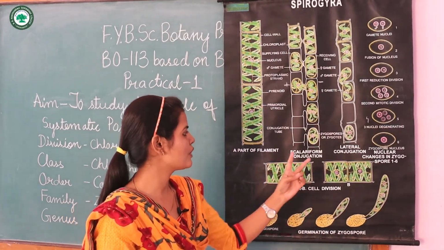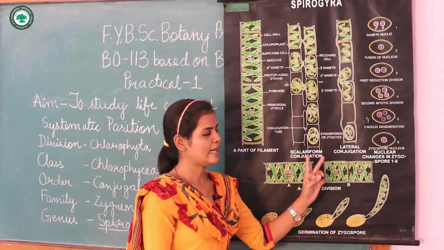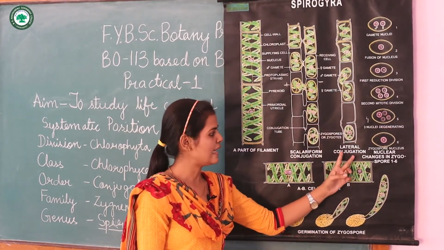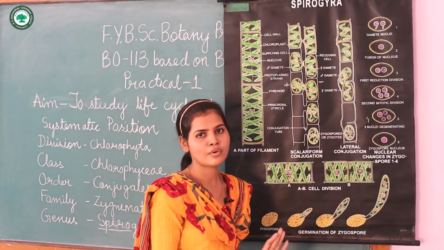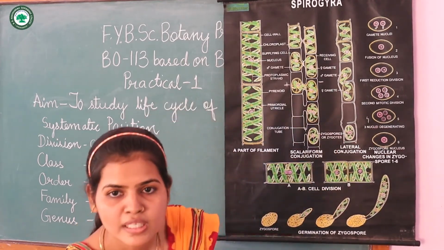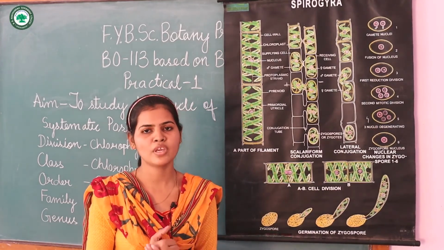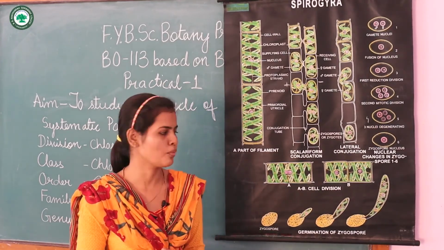The only difference between the two conjugations is that in scalariform conjugation the involvement of 2 filaments is there, and in lateral conjugation only 1 filament is there. So this is about the observation which we observe under the microscope.